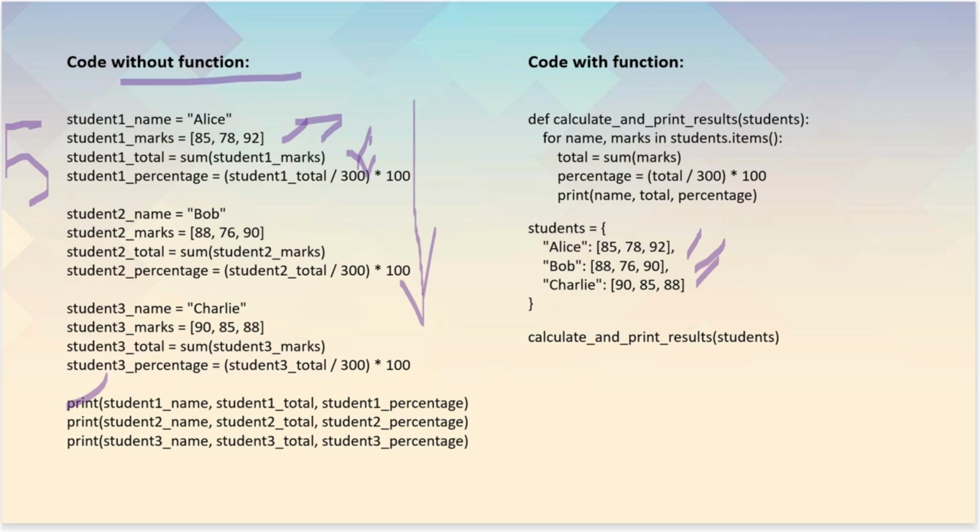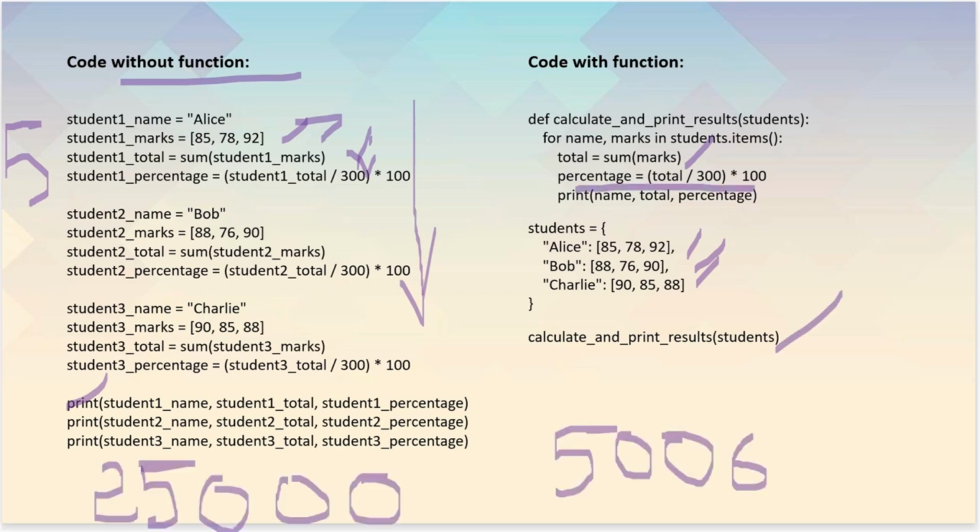And if there is any error in the percentage formula also, we can just change the formula in the function and we can again call this function. From these examples, as you can see, the difference in lines is very huge. Without using functions, you need to write 25,000 lines, and with using functions, you need to write just 5006 lines only. And this tells the importance of using functions in our code.